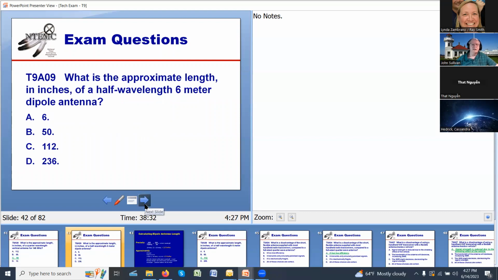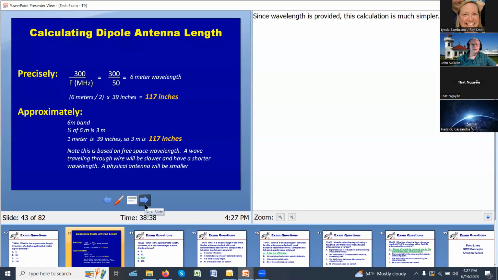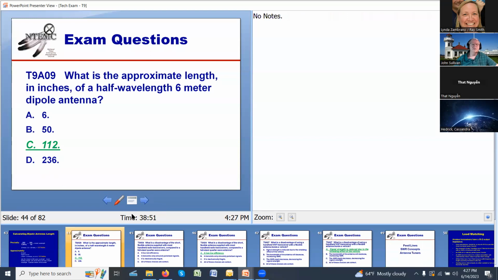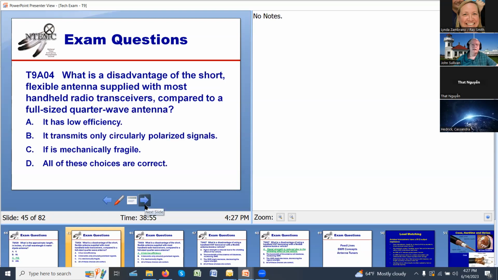What is the approximate length in inches of a half wavelength 6-meter dipole antenna? Well, once again, the same formula. 6-meter, we know, is 50 megahertz roughly, times the 39 inches gets you 117 inches. What's the closest answer to that? Closest answer is 112.